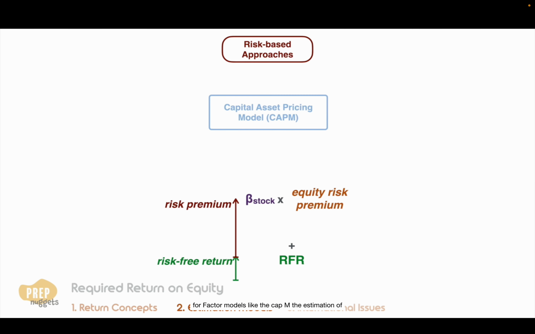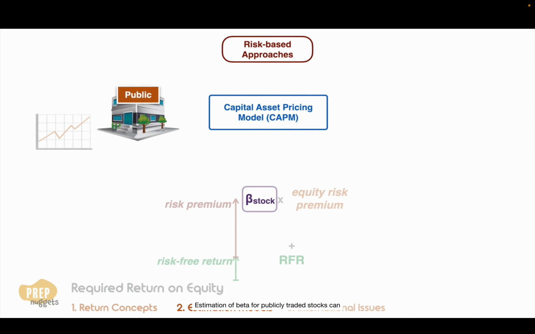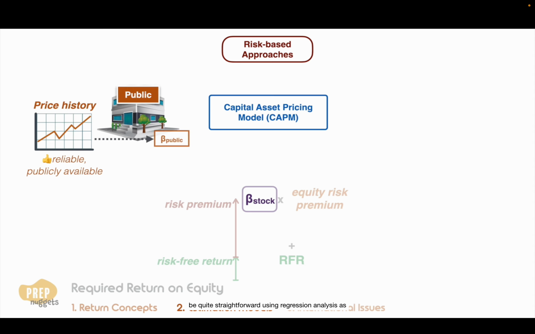For factor models like the CAPM, the estimation of the betas, which are the sensitivity of the stock returns to a particular risk factor, is crucial. Estimation of beta for publicly traded stocks can be quite straightforward using regression analysis, as their price history is reliable and publicly available. Regression analysis was covered extensively in the quantitative methods course.